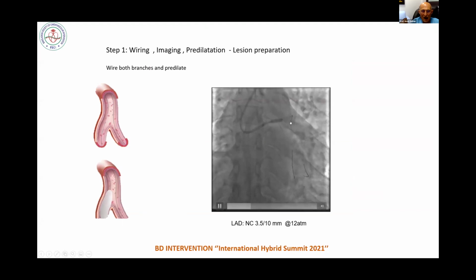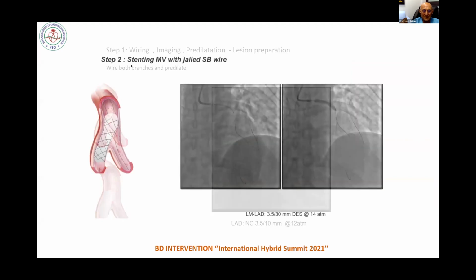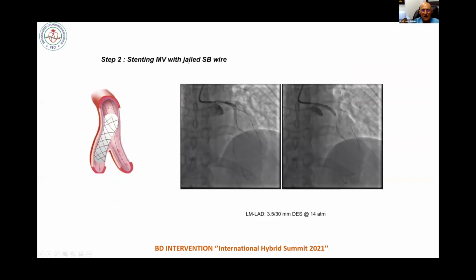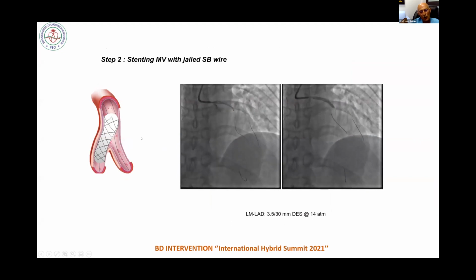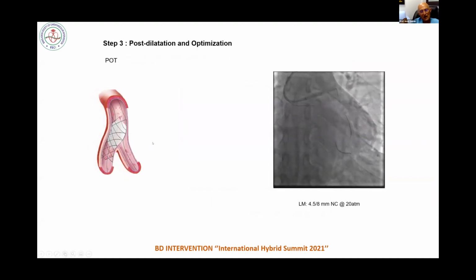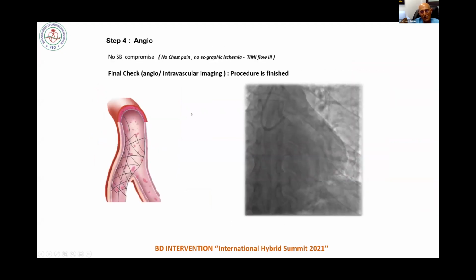And after this, the first is wiring, imaging, pre-dilatation, and lesion preparation. Then the second will be stenting the main vessel with a jailed wire in the side vessel. Then the third step is to go for POT, adequately sized to the left main, what you have measured already by IVUS. And after this, check your angio.